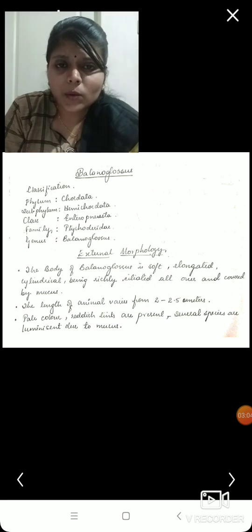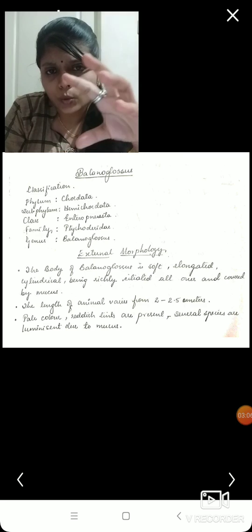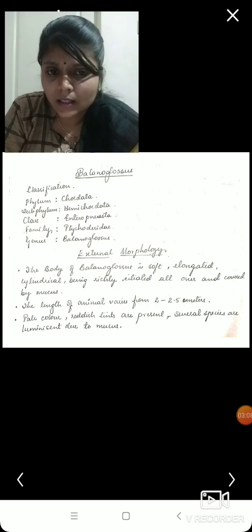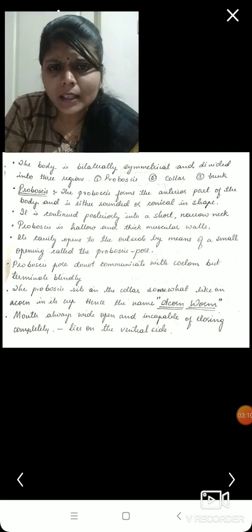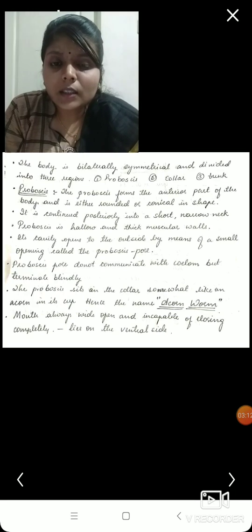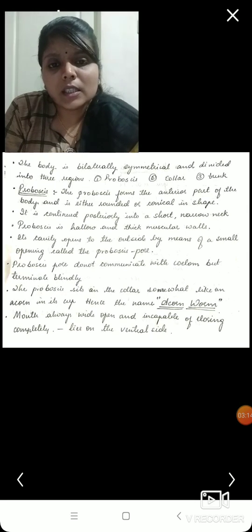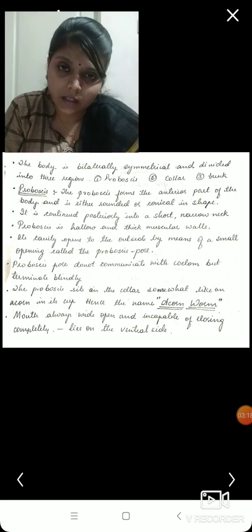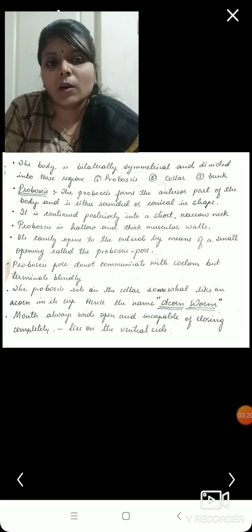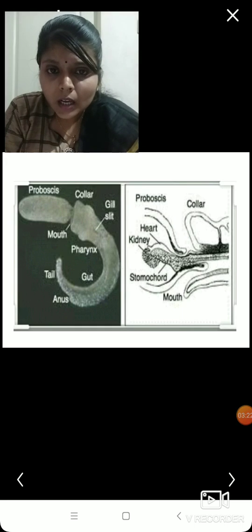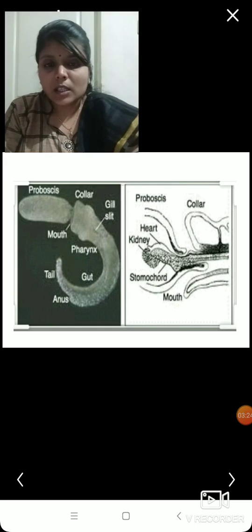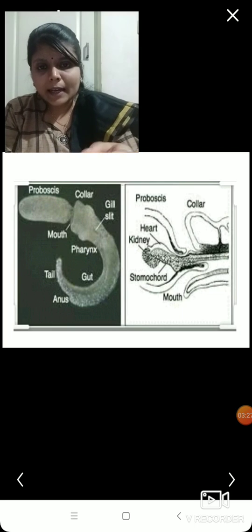And the length of the worm is about 2 to 2.5 meters. They are quite big. The body is bilaterally symmetrical and divided into three regions, as I've discussed earlier, that is proboscis, collar, and the trunk. Now, see, the proboscis is seen here in the diagram.